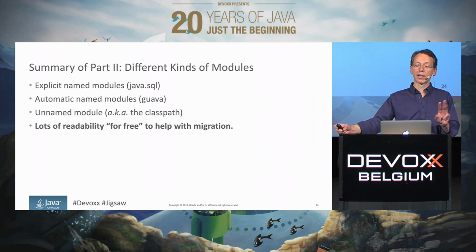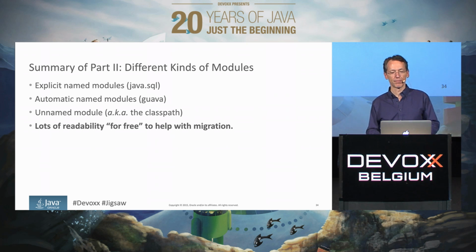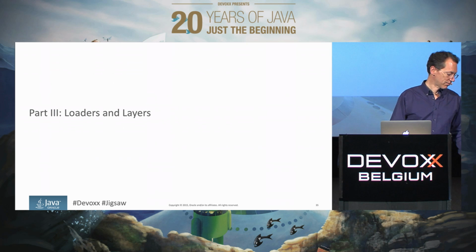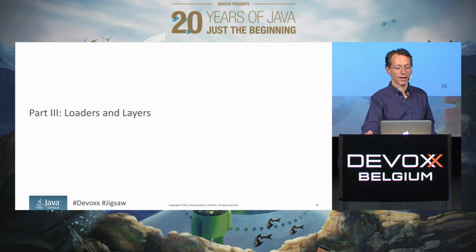So, there are three kinds of modules. We have explicit named modules, such as java.sql, automatic named modules, such as Guava in this example, and the unnamed module, also known as the class path, and we get lots of readability for free to help with migration. Part 3, loaders and layers.